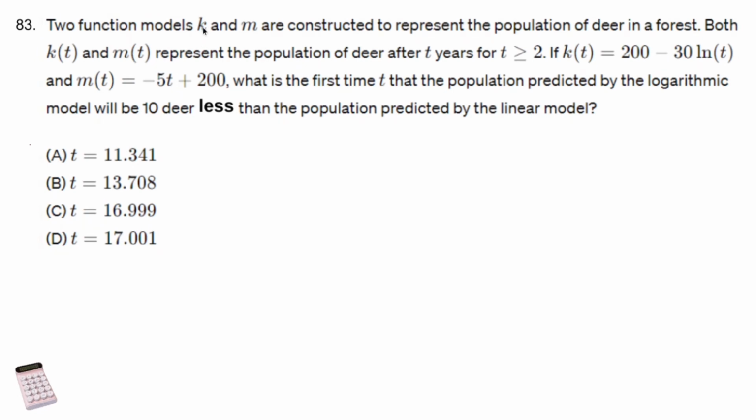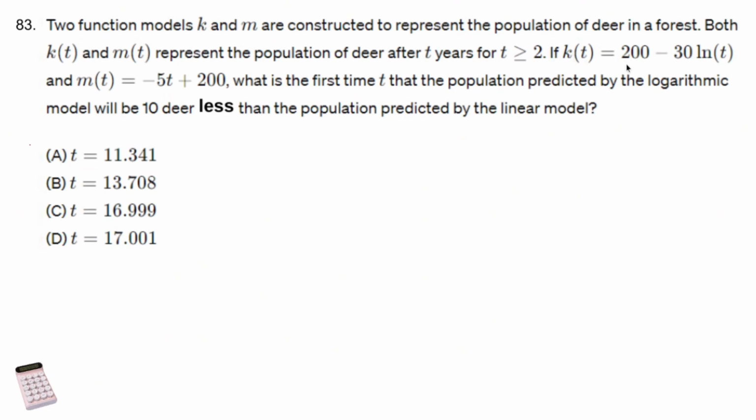Two function models k and m are constructed to represent the population of deer in a forest. Both k of t and m of t represent the population of deer after t years for t is greater than or equal to 2. Interesting. I wonder if that's going to come into play later.